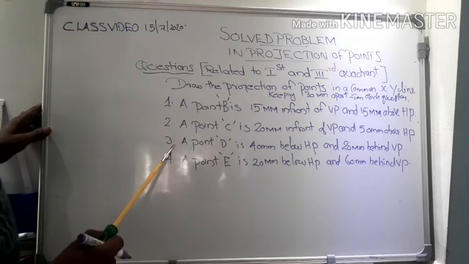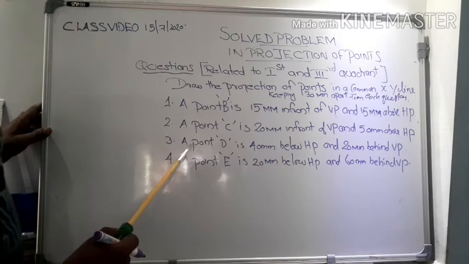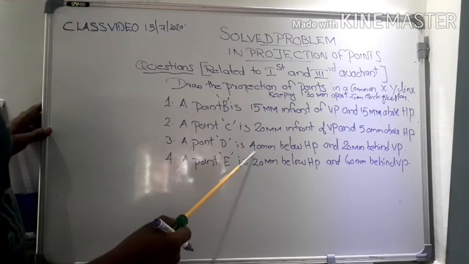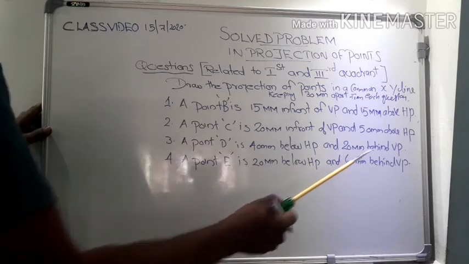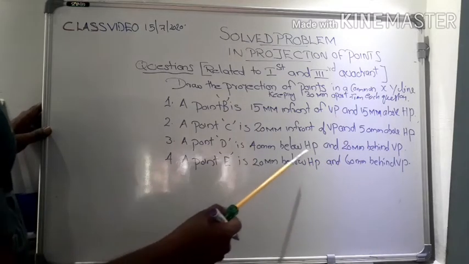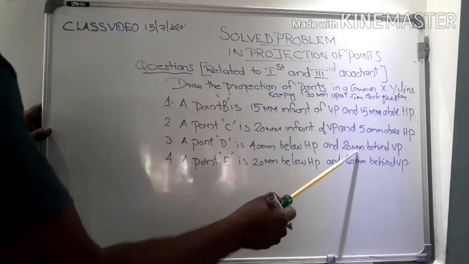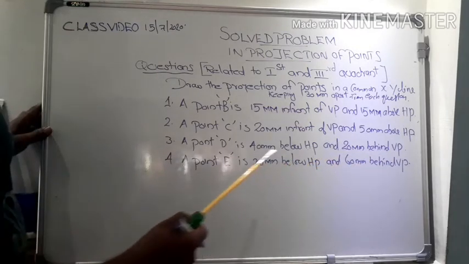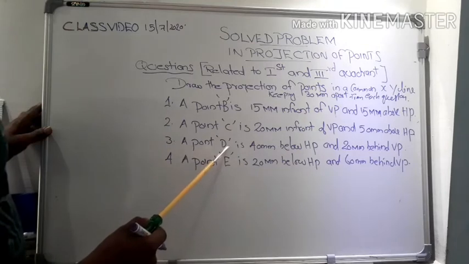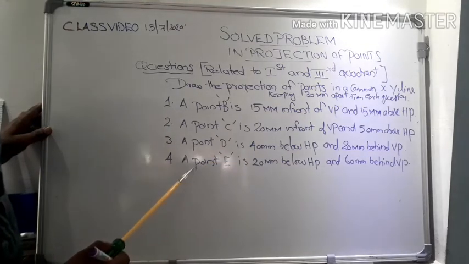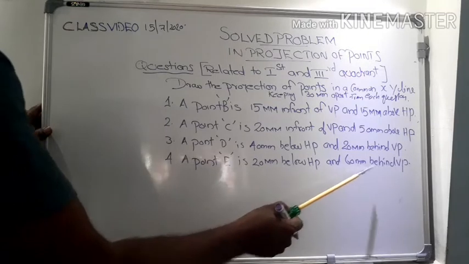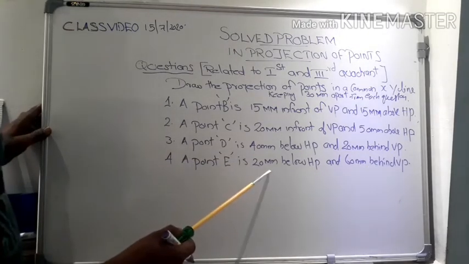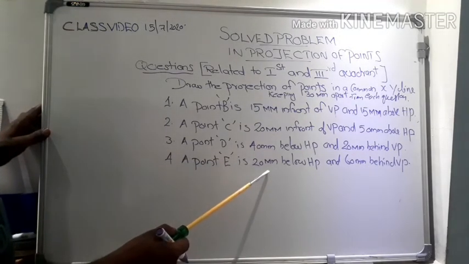Now, what is the third one? A point D is 40 mm below HP and 20 mm behind VP. From this hint, below and behind, we can say that the point D is situated in third quadrant. Next, the fourth one, a point E is 20 mm below HP and 60 mm behind VP. That question is also situated in third quadrant.